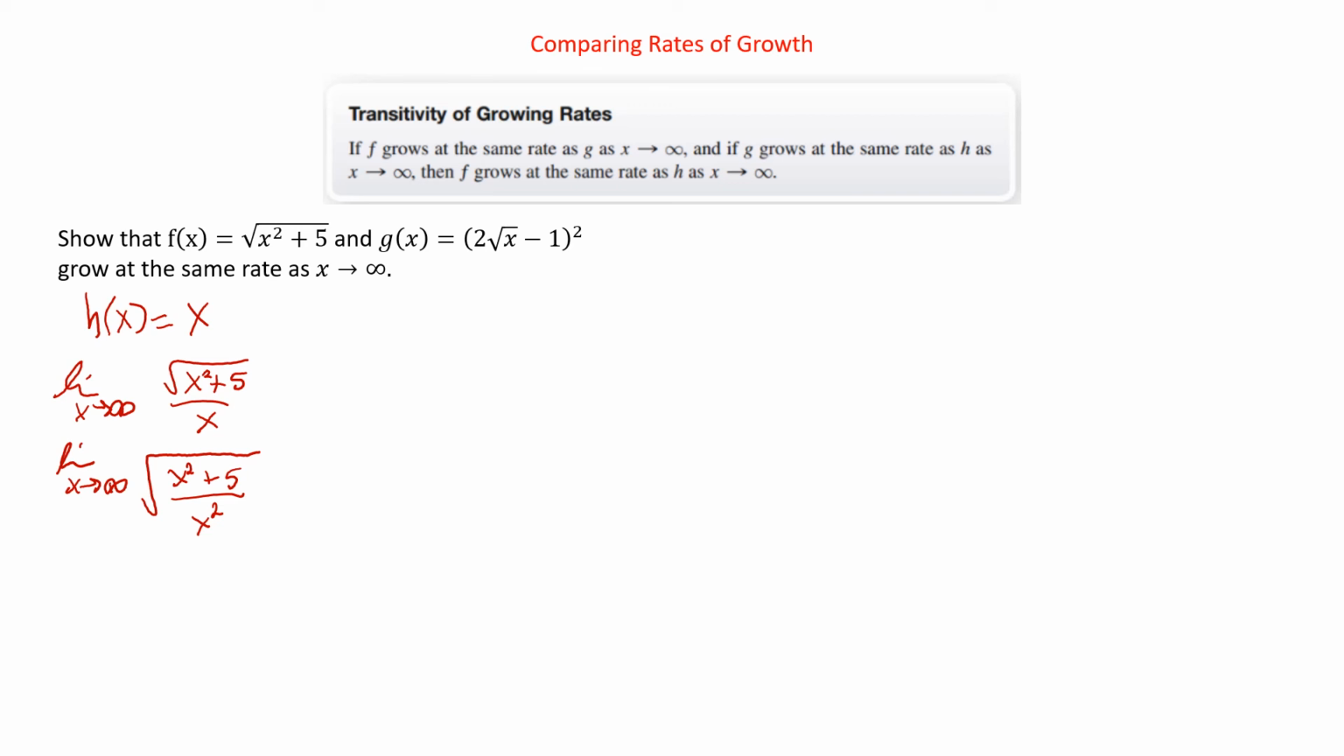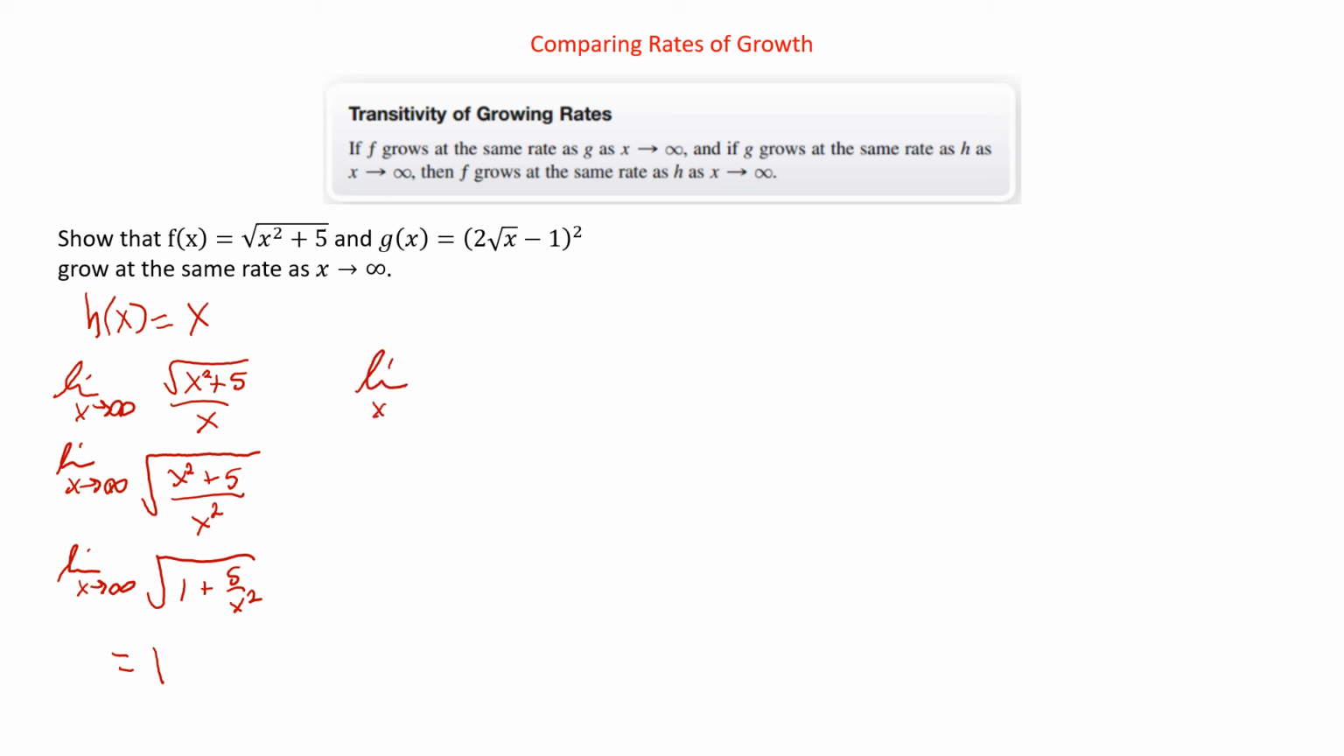Then from here, we can separate the fraction. So we have x squared over x squared, which is 1, plus 5 over x squared. So now as x goes to infinity, the 5 over infinity is 0, so it's just the square root of 1, which is 1. So f of x is growing at the same rate as x. Let's try the other one.